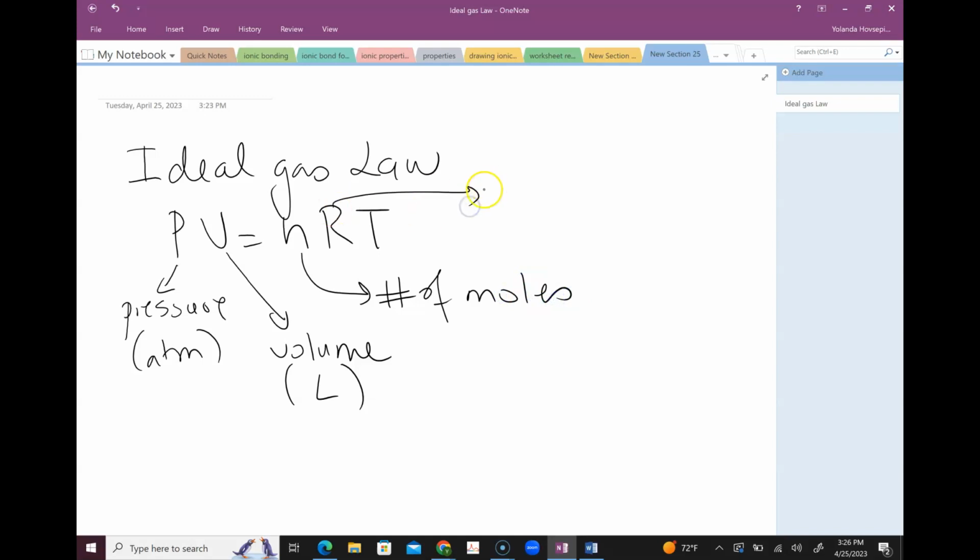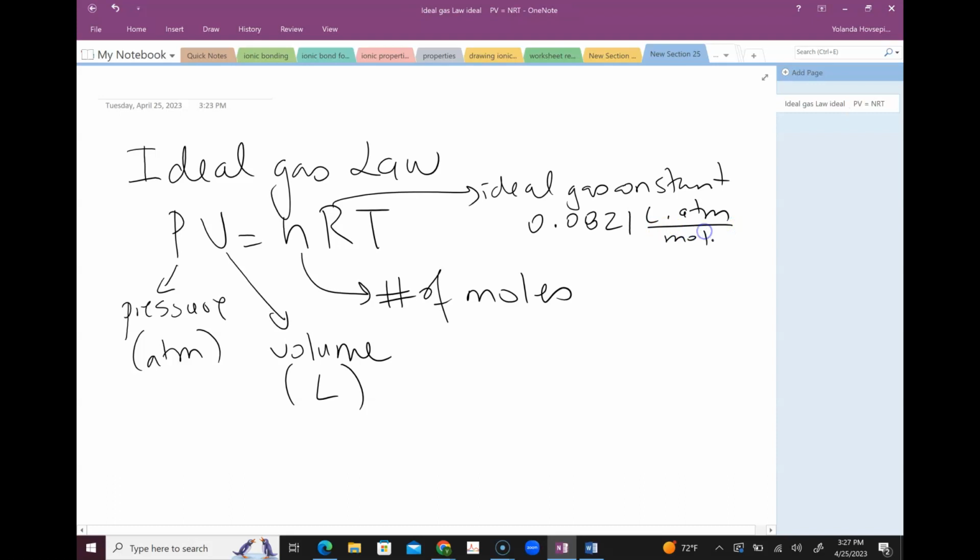R is known as the ideal gas constant. So this is a constant, which means it doesn't change. And it's 0.0821. And the units of this constant are liter ATM over mole Kelvin. In other words, all these are the units of this one number. T is always temperature, and we already know that that's in Kelvin.